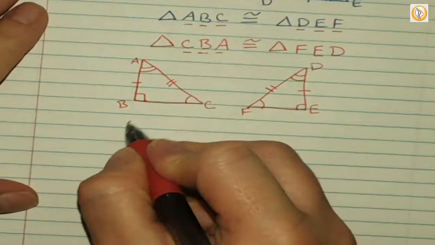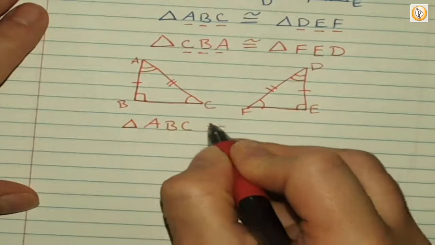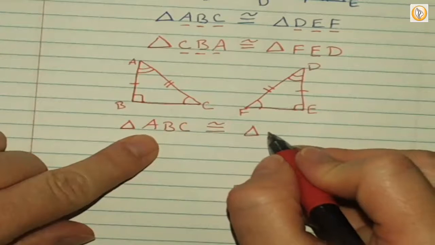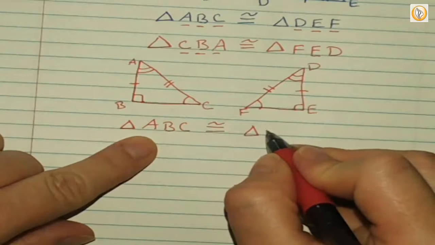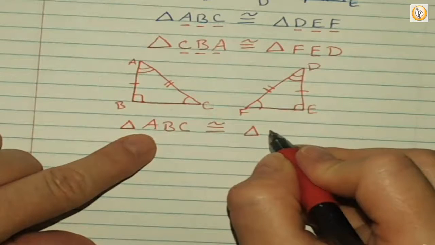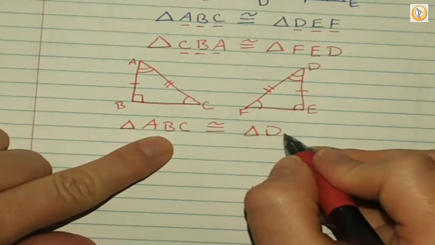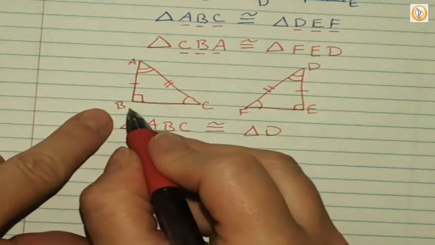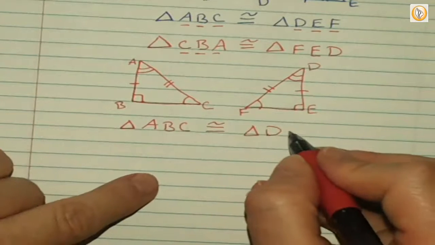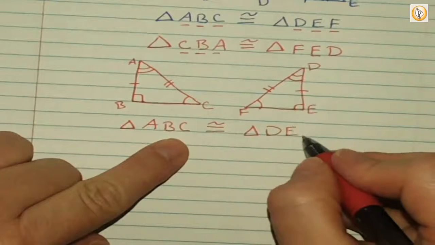So I would say triangle ABC is congruent to, so Taylor, what letter would come first? D. What letter comes second? F. If B was second and it's where the right angle is, what would come next? E. And then if C is here, then F would be here.